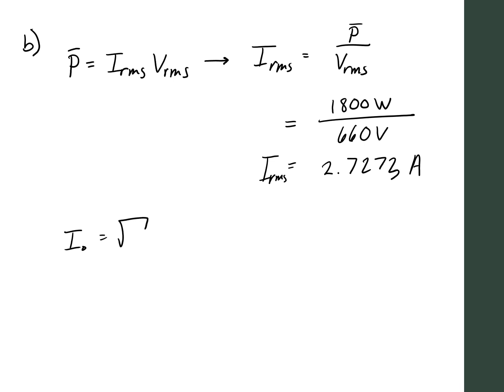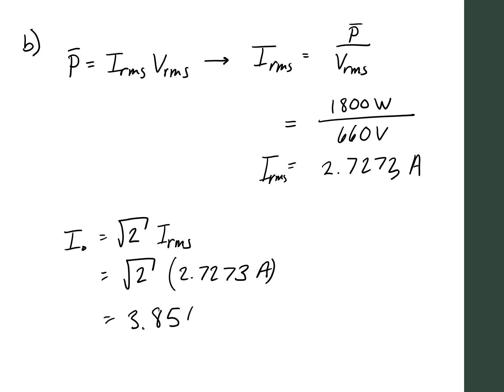So I need to take the square root of 2 and multiply it by my root mean squared value. If I do this, I have the square root of 2 times 2.7273 amps. Taking that and plugging it in, I got 3.8569 amps, or my peak current is 3.9 amps.